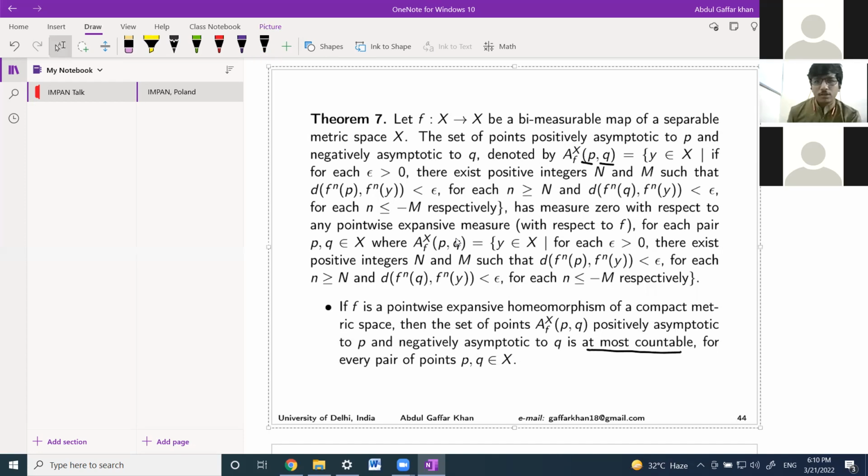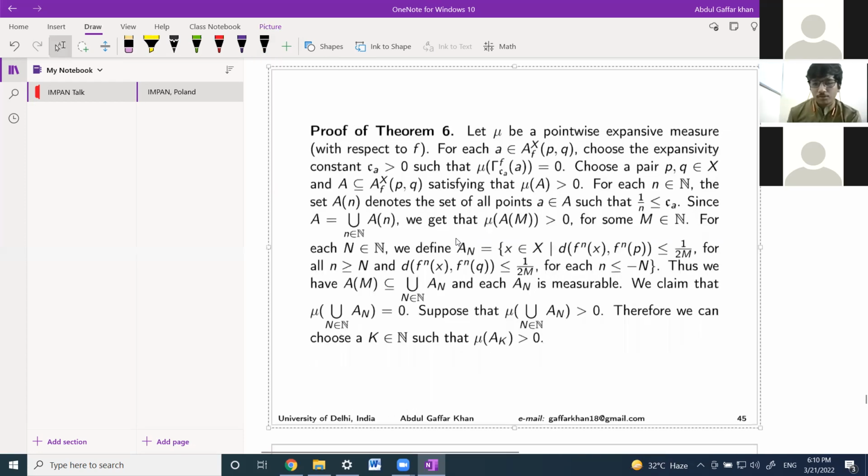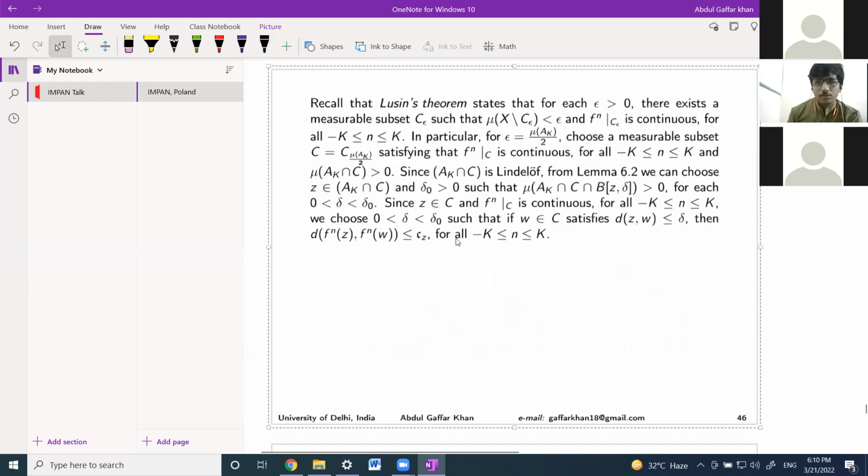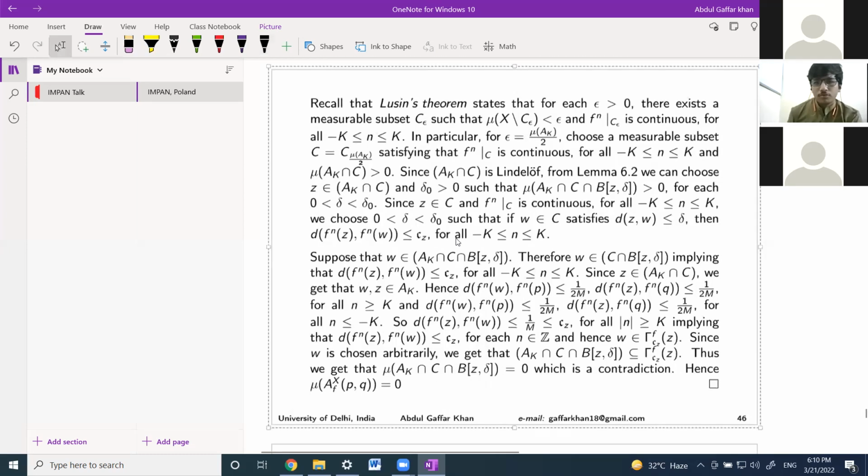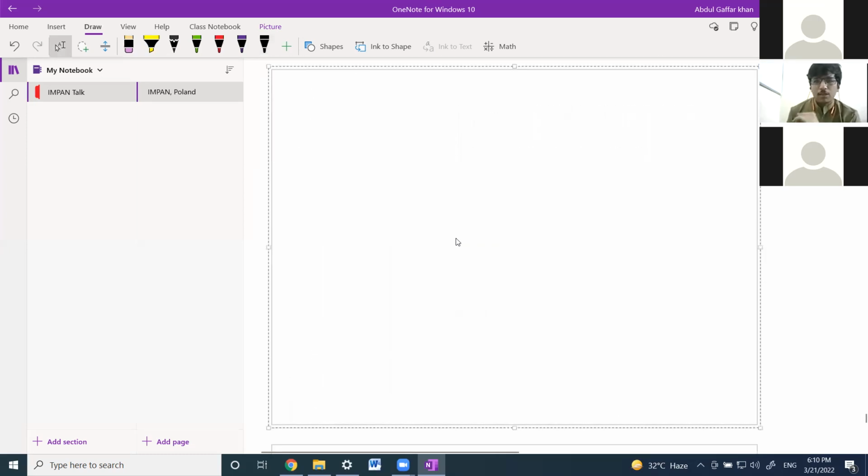The proof runs on a similar line to the proof of Theorem 6. So this proof of Theorem 7 runs on similar lines.